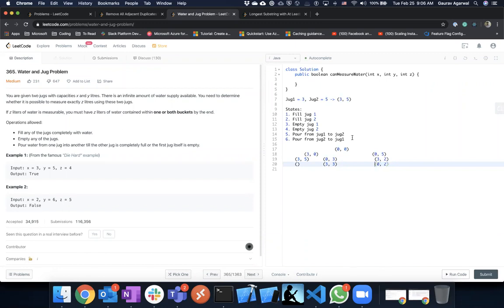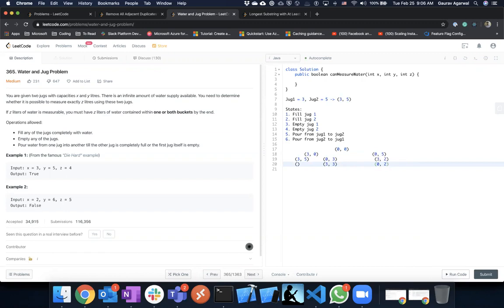Okay, so empty jug 1, from this state we can reach 0 2, and this state is not previously in our system. Empty jug 2, 3 0. This state is already in our system, so we will ignore that. And then pour water from jug 1 to jug 2 will lead us to 0 5, which we already have in our system. Pour water from jug 2 to jug 1, we already have jug 1 full, so we cannot do much here.